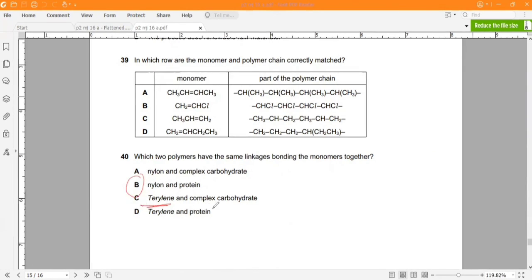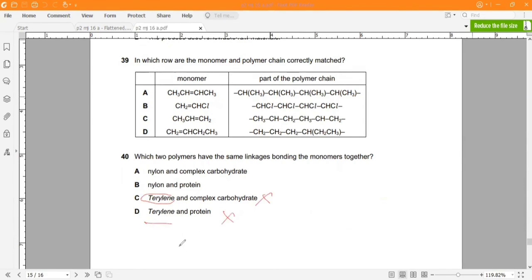Pterylene will not have the same linkage as the complex carbohydrates. A complex carbohydrate will have OH groups. It looks like this, or this kind of group you will get in the complex carbohydrate. It doesn't match with pterylene, which is an addition polymer. So these are invalid options. Pterylene and proteins are not having the same linkage.